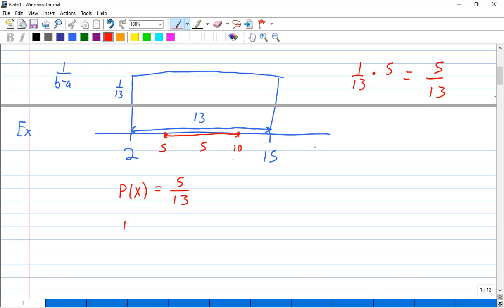What about the mean? A plus B divided by 2. So, or B plus A divided by 2. It doesn't matter.